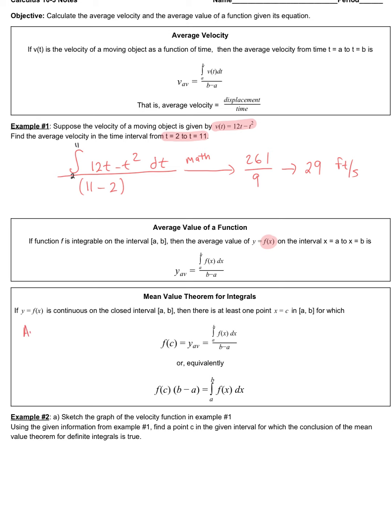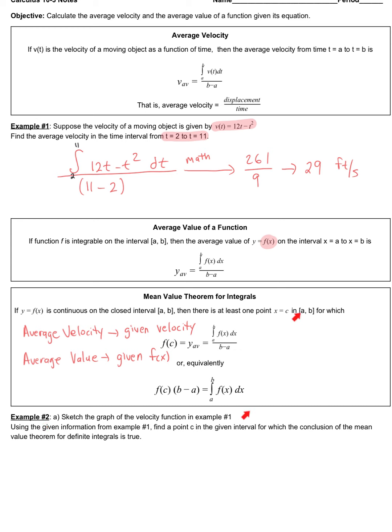Okay, so let's just clarify that. When we find average velocity, that is when we are given the velocity function. And it is called average value if we are just given a function, f of x. Okay, so the mean value theorem for integrals, we're going to come back to that, but we're going to go down to example number 2 now.